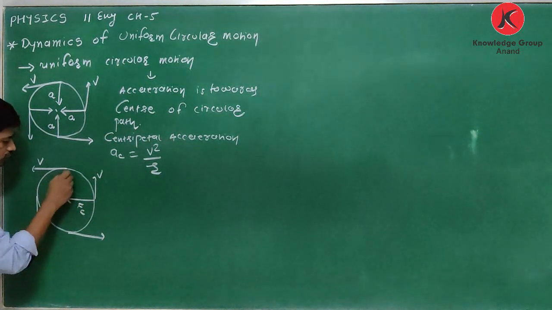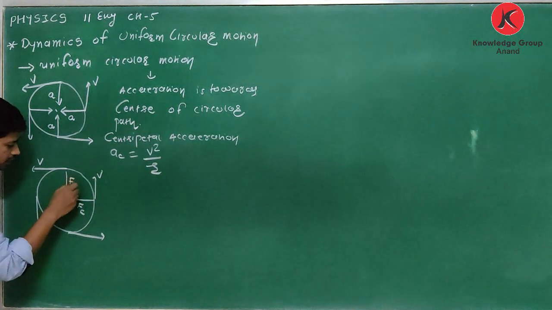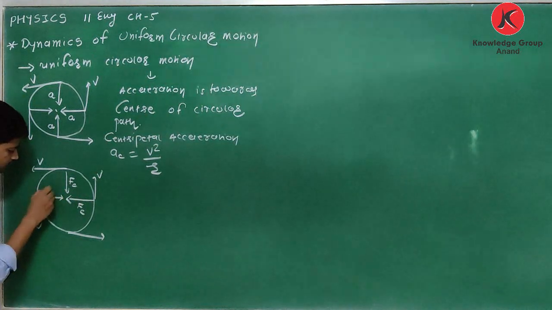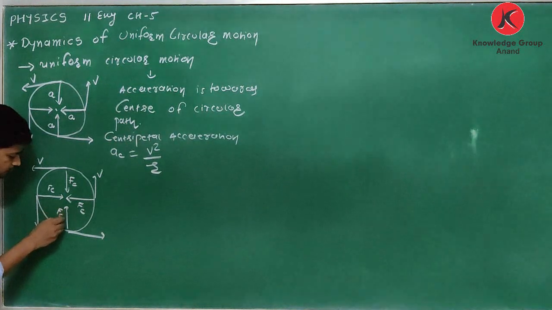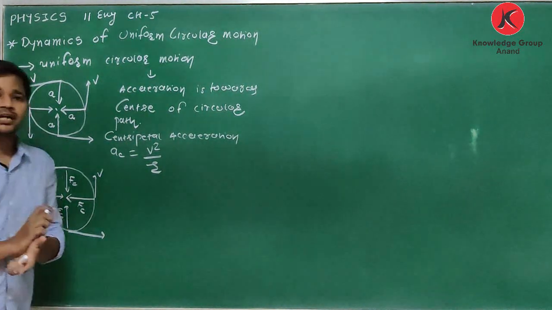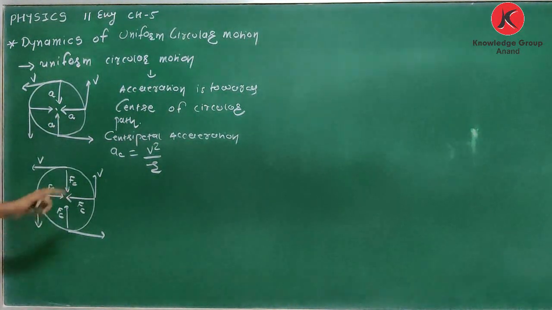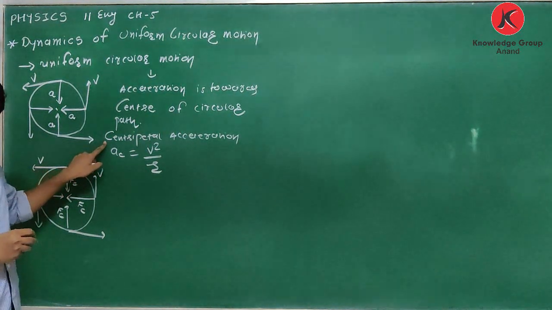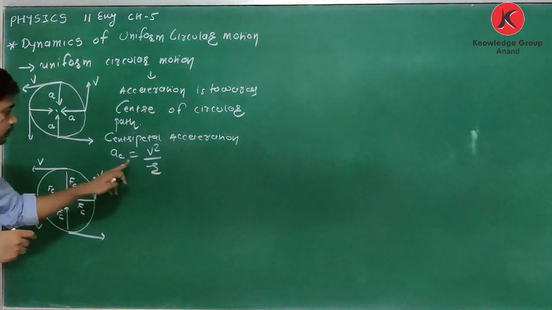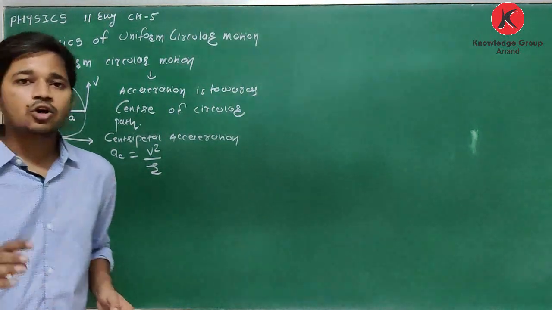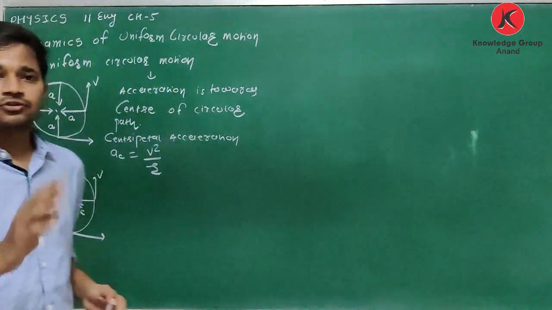As this centripetal acceleration is towards the center, the force is also towards the center. The force acting on the object is also towards the center, and such a force is called centripetal force. The force which is required for this circular motion, to produce such acceleration, is called centripetal force. Clear about this?